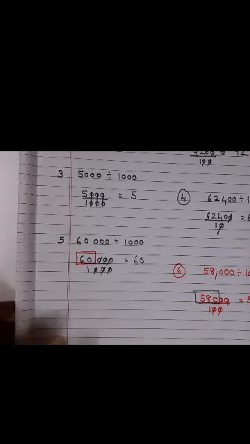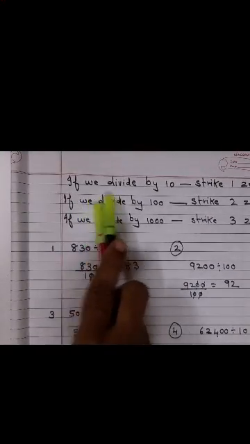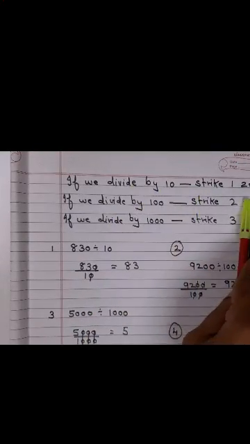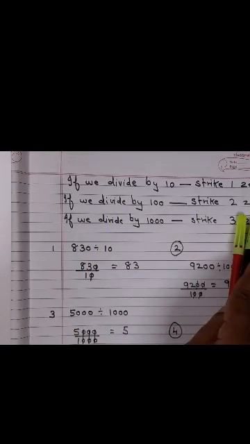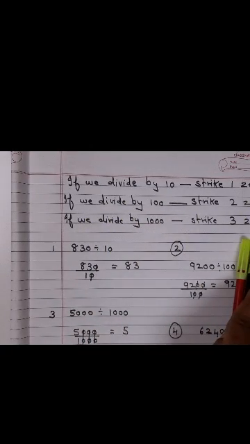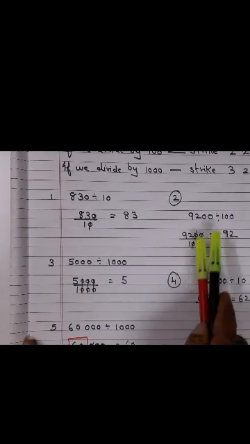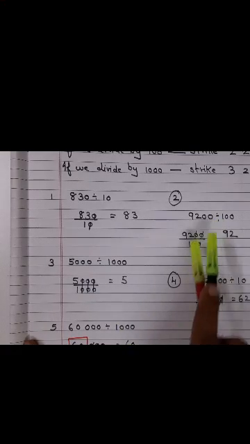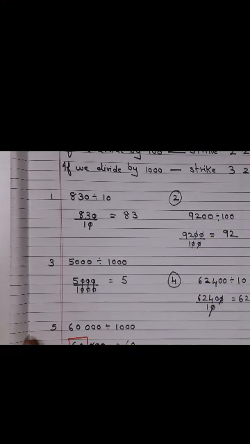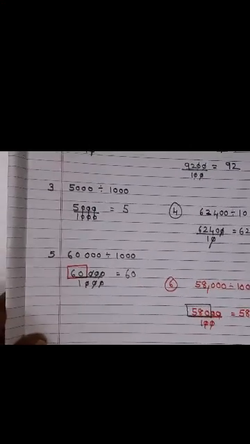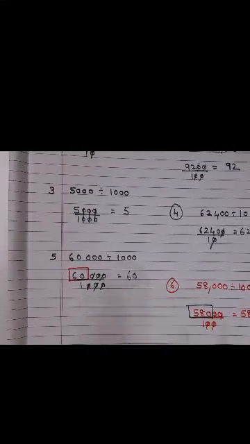Simple now, children. Just remember these rules, children. You will not go wrong. Divide by 10, strike 1 zero. Divide by 100, strike 2 zeros. Divide by 1,000, strike 3 zeros. And the mistake, children, is that you should just see the zeros. How many you have to strike and how many you are writing. Some of you are in such a hurry that you lose track of how many zeros you are writing. So this is what I saw. Most of you were making this mistake. So that's why I repeated this, children.